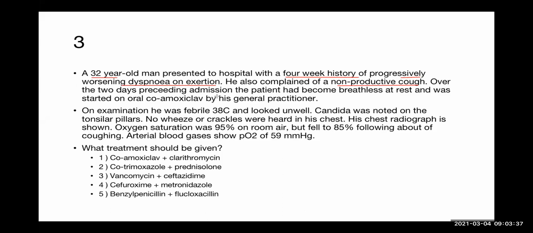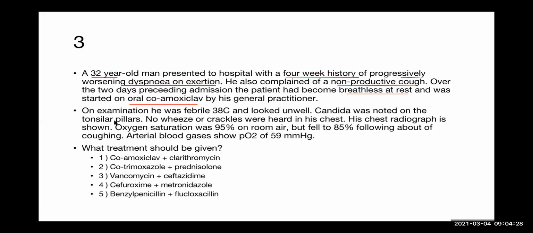Over the 2 days preceding the admission, the patient had become breathless at rest and was started on oral co-amoxiclav by his GP. So they already started medicine for him. What is co-amoxiclav? What do you mean by that? Amoxicillin and clavulanic acid. Exactly. Amoxicillin combined with clavulanic acid. Clavulanic acid is resistant to penicillinase enzyme. That's why this is a good combination here. And this may act against Staph aureus, not the MRSA strain, but other types of Staph aureus.